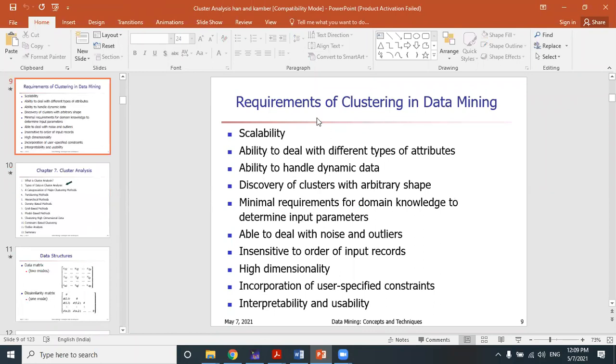What are the requirements of clustering in data mining? What are the various kinds of requirements in clustering in data mining? So there are various requirements: scalability of the clustering, ability to deal with different types of attributes, ability to handle dynamic data, discovery of clusters with arbitrary shape, minimal requirements for domain knowledge to determine input parameters, ability to deal with noise and outliers, insensitivity to the order of input records, high dimensionality, incorporation of user-specified constraints, and interpretability and usability. These are the various requirements of clustering in data mining.